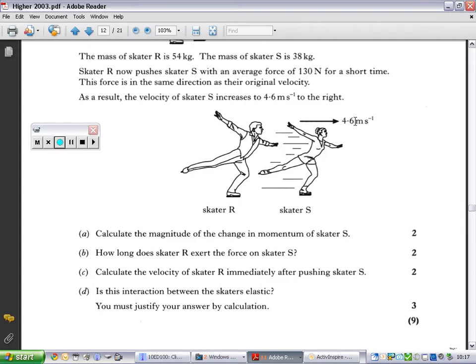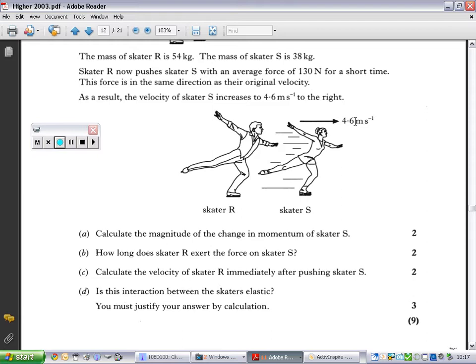Now, the mass of skater R is 54 kilograms, the mass of skater S is 38 kilograms. Skater R now pushes skater S with an average force of 130 newtons for a short time. This force is the same direction as the original velocity. That means that it's positive, okay? It's positive because the initial velocity was positive. Then it's saying, as a result, the velocity of skater S increases to 4.6 metres per second.